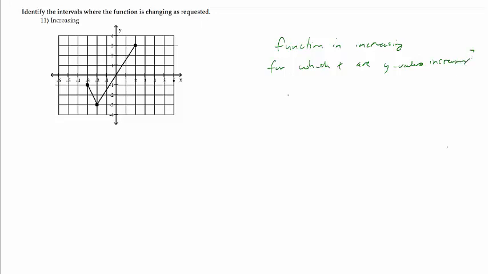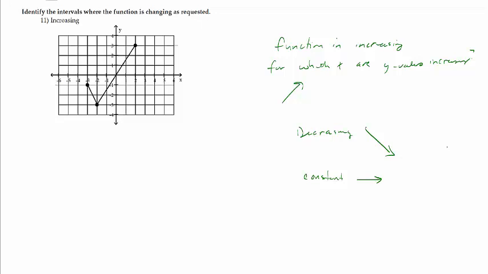Okay, and so graphically that means when you're moving from left to right, you're going uphill. For decreasing, as you move from left to right, your y values are getting smaller. They're going downhill. And if we want to know where it is constant, it's where the y values remain the same. So again, moving left to right, you have a horizontal line. The y value stays the same.